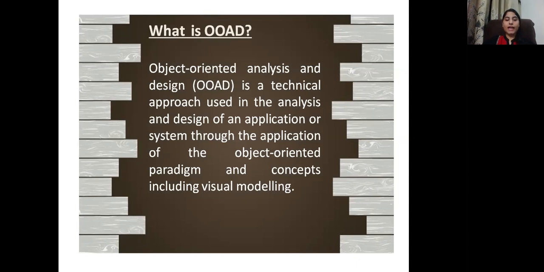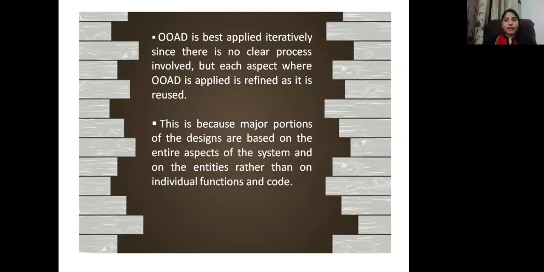It uses abstraction as a tool to encapsulate complexity, and the more abstractions are introduced, the greater is the reduction in complexity. These acts of abstraction and encapsulation allow for certain problems to be highlighted and subsequently suppressed. Now, OOAD is best applied iteratively since there is no clear process involved, but each aspect where OOAD is applied is refined as it is reused. This is because major portions of the designs are based on the entire aspects of the system and on the entities rather than on individual functions and code.